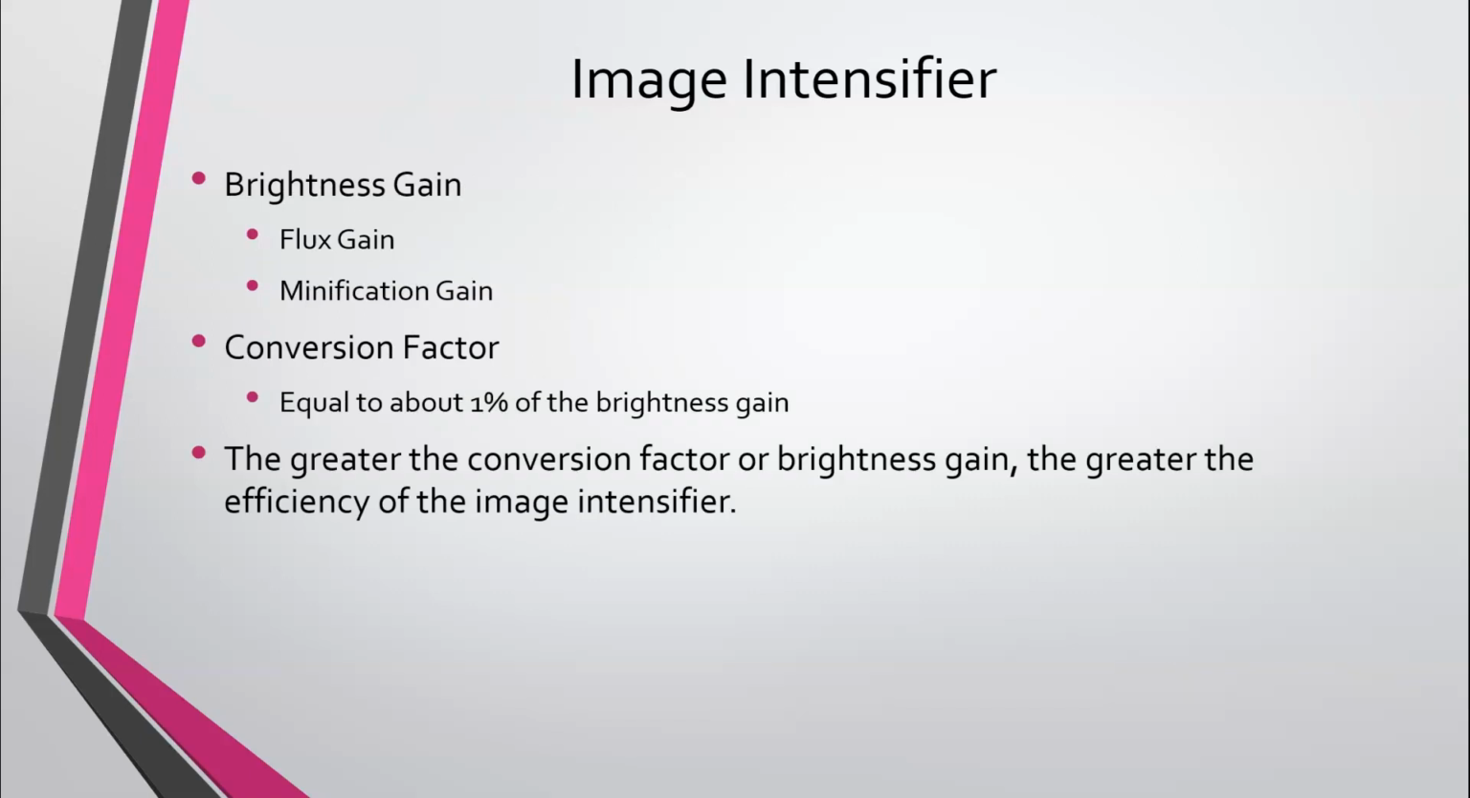For brightness gain, you have the components of flux gain and magnification gain. Make sure you know what those are. The flux gain is how much you gain. The magnification gain is how much has been magnified. The conversion factor is equal to 1% of the brightness gain. The greater the conversion factor or brightness gain, the greater the efficiency of the image intensifier.